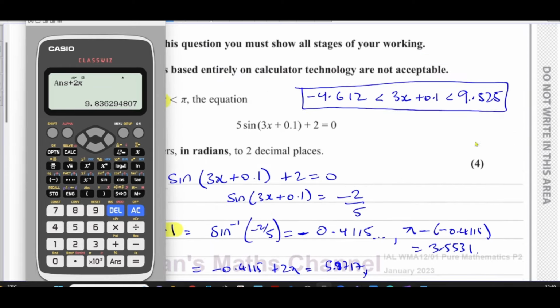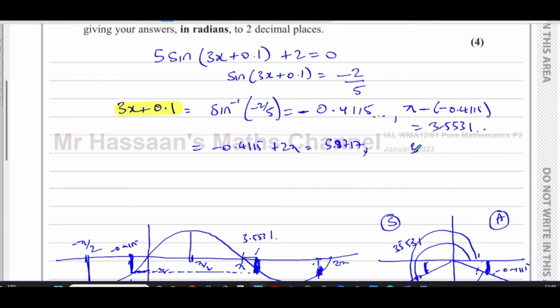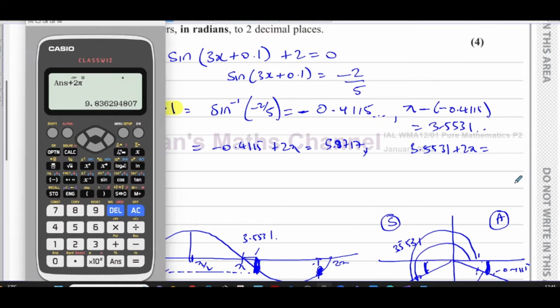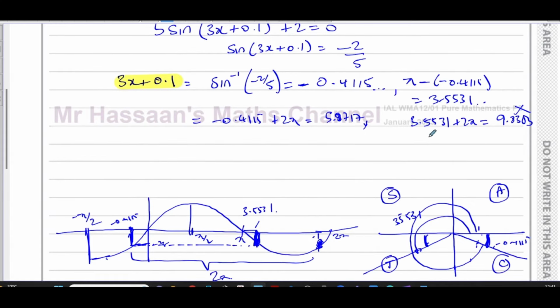How far can we go? 9.525. So if I add 2 pi to this, 3.5531 plus 2 pi, what I get is something outside of the range, which is 9.8363. We can't take that answer. It's outside of the range. So what I'm going to do now is take this and subtract 2 pi from it. 3.5531 minus 2 pi. Now that should be giving me the angle, which is going to be over here. That will give me the angle 2 pi below this.